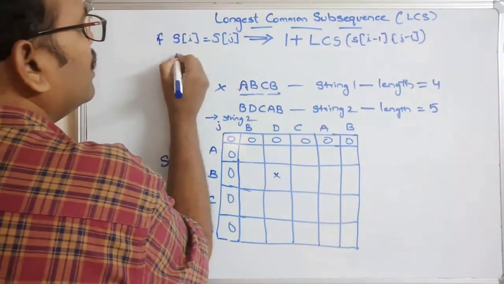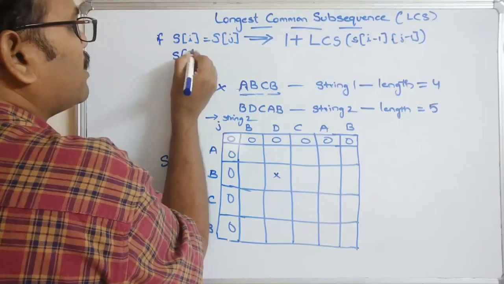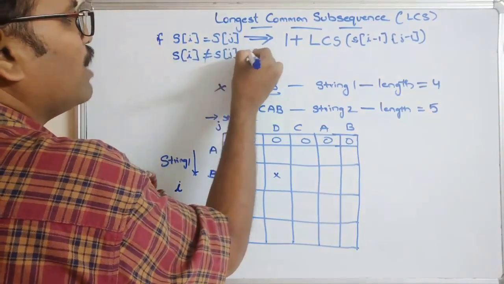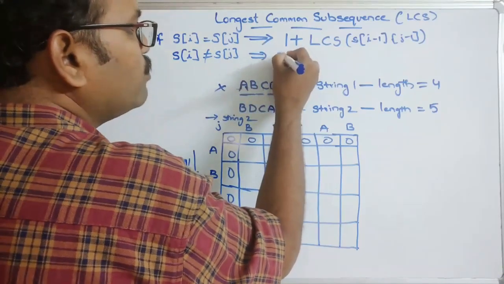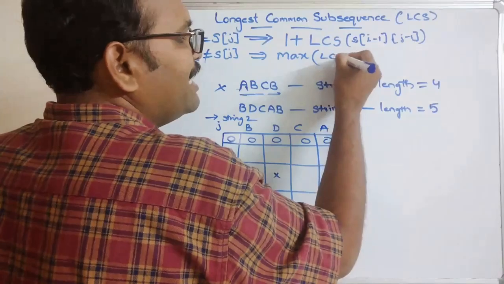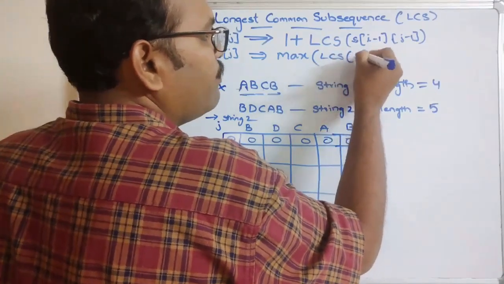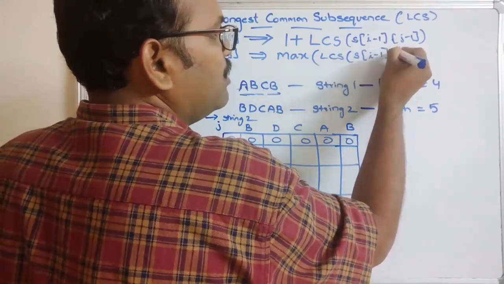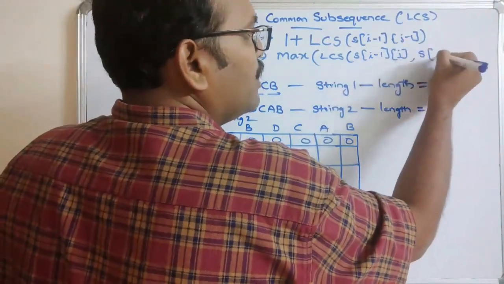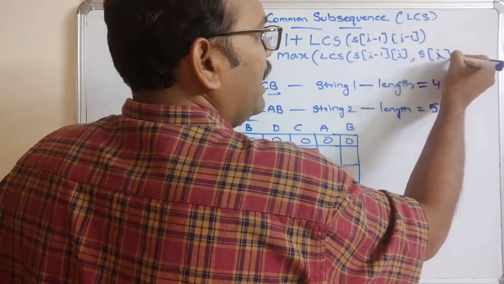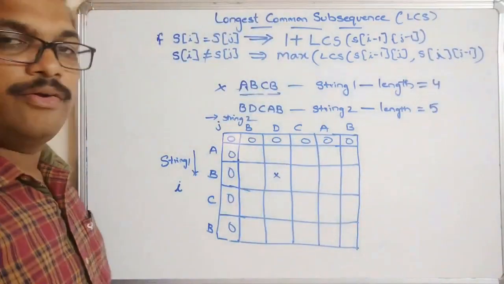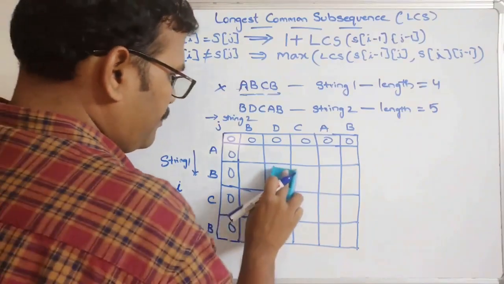Similarly, the next part: if S of I is not equal to S of J, what we have to do? We have to select the maximum value among LCS of S of I minus 1, J, or S of I, J minus 1.